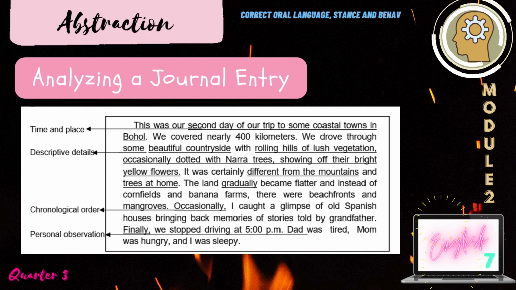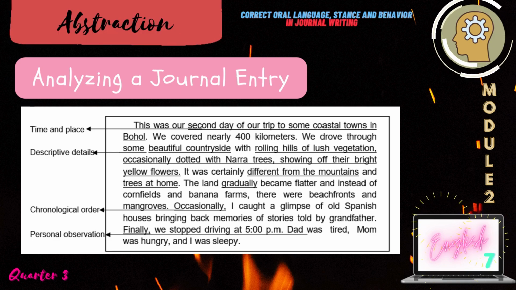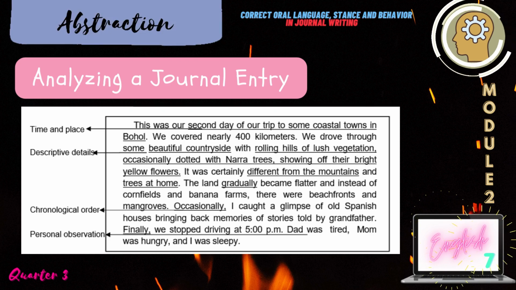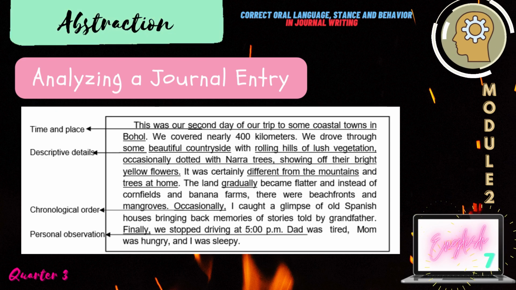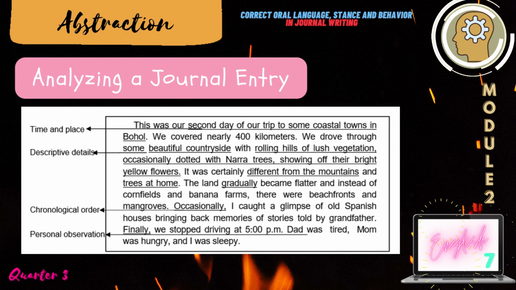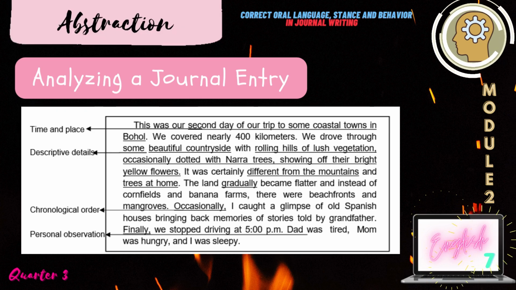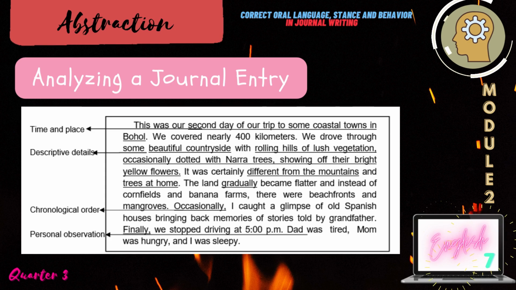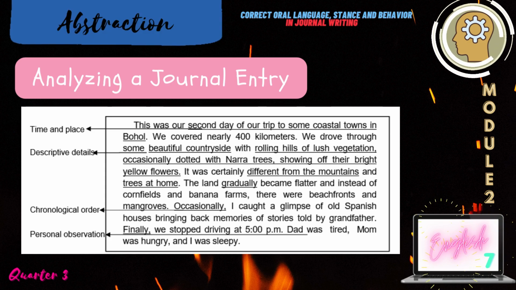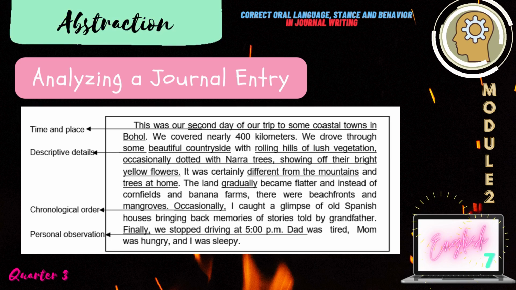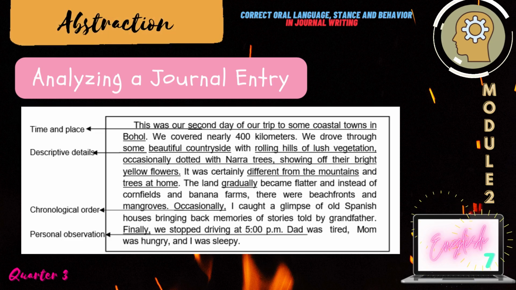So, we've noticed that the writer treats the items from the notes in chronological order and uses transitions such as gradually, occasionally, and finally to help clarify the time sequence. Notice also that the writer has included descriptive words and details as well as personal observations at the end. Then, take note that the writer is writing from the first person point of view with the use of pronouns such as our, we, I, and as for the tense of verb used, the past tense is evident in the text.